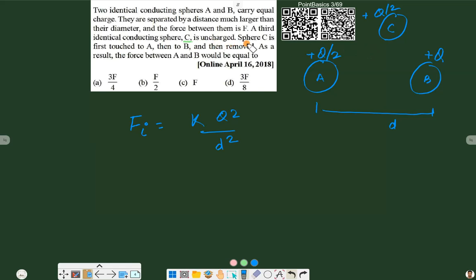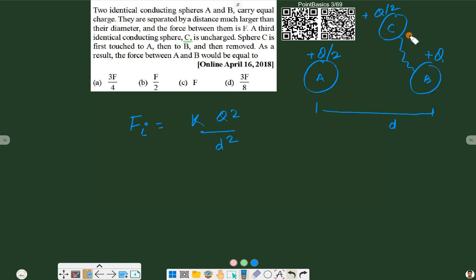Now sphere B and C are touched, or we can say we made a connection between B and C. Now again both are identical, so their charges will be distributed such that charges on both spheres are equal. And keep in mind that will only happen if they are identical. If they are not identical, then we have to solve using potential and capacitance. In that scenario, their potential will be equal and their charges will be distributed according to their capacitance. Because they are identical, their capacitances are equal, that's why their charges are distributed equally.